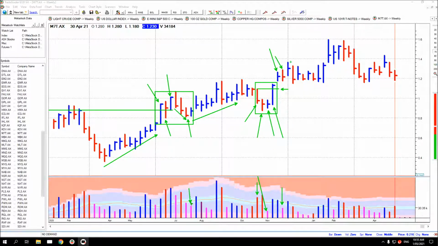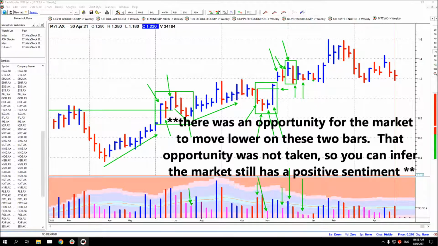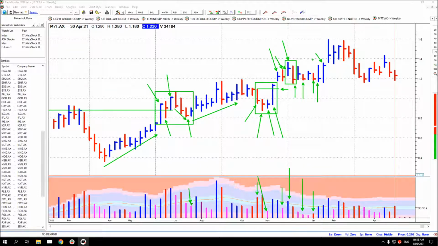Then there was an absorption bar. Now this bar saw a bit of supply coming in. Here's the volume, so volume was increased. The close was below the high, about midway, and the next bar was down. So there was a little bit of supply just here, some selling pressure. But the market resolved pretty quick. You can see here, there's no selling pressure on this bar, that's here, and no selling pressure on this bar, that's down here. So in response, there's an absorption bar and price continues higher.